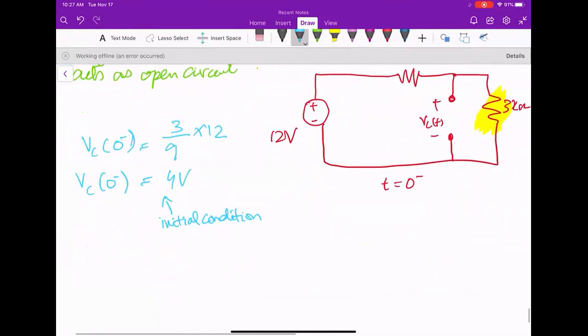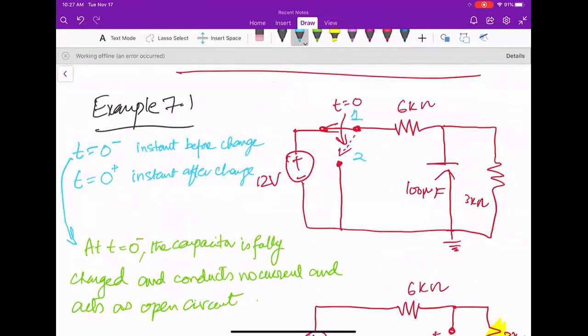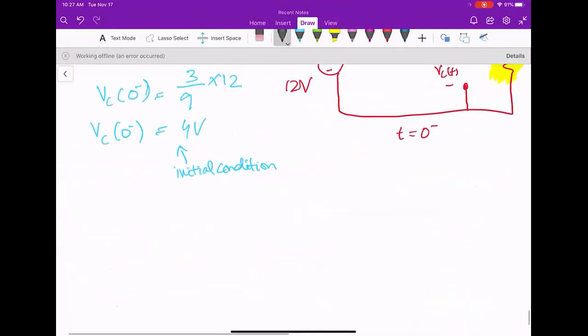Now we've used the information which is just before t equals 0. Now the question was that you need to calculate I of t for t greater than 0. So we will see that too. Okay, so we just found the initial condition, but now we know that at t equals 0, the switch was moved from position 1 to 2. So I will write it like that.